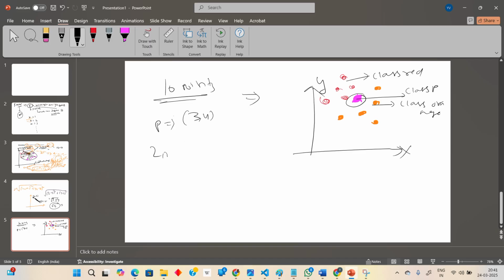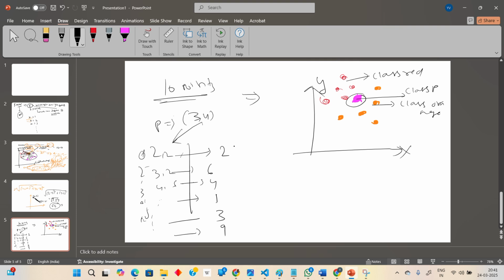All the points are there: 2 comma 2, 3 comma 2, 4 comma 6. Let me consider all 10 points. The distances between the new point and these points are, let us say, 2, 6, 4, 1, 3, 9. These are all the distances. Then we have to sort them in ascending order: 1, 2, 3, 4, 6, 9, and so on.